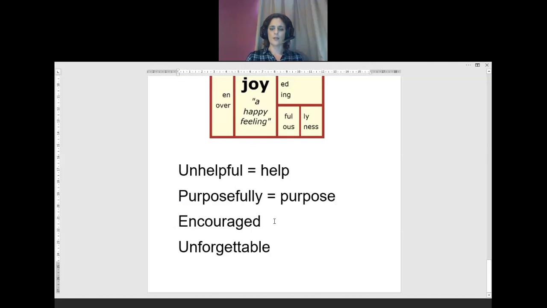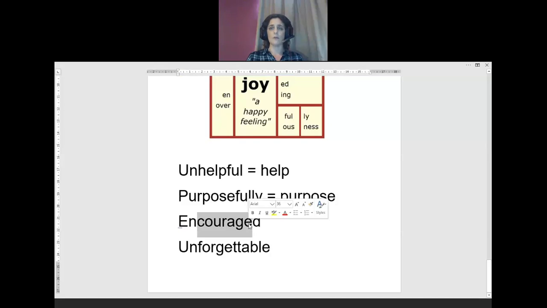Let's have a look at the next one. See if we can find our base word in this one. This is encouraged. So we have courage, and then ed. Now we don't put two e's, so the e for courage and the e for ed go together. So what word could stand on its own there? It was courage, wasn't it?